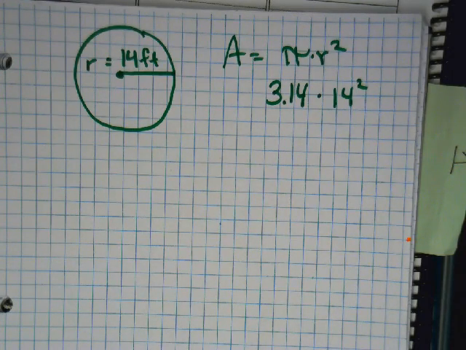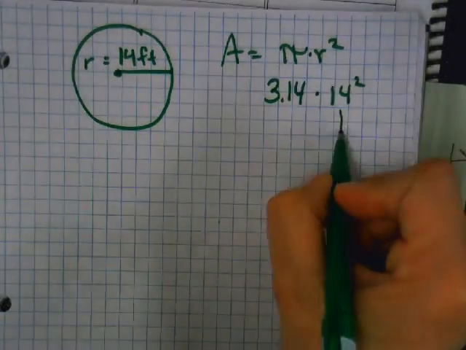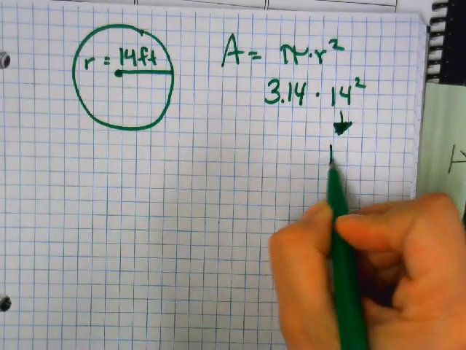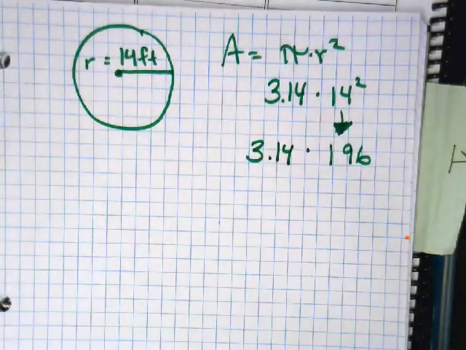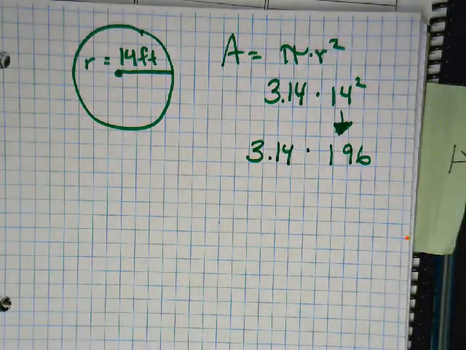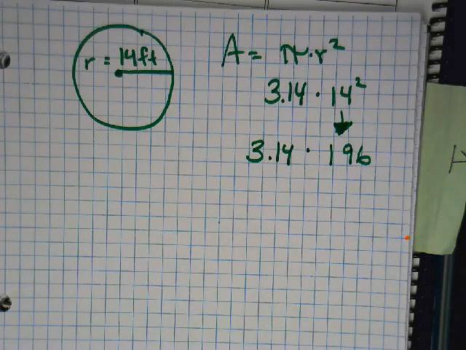Brian, stop his own comment. What was your guess? 196. 14 squared is 196. So 3.14 times... Oh, 196. 3.14 times 14. Oh.